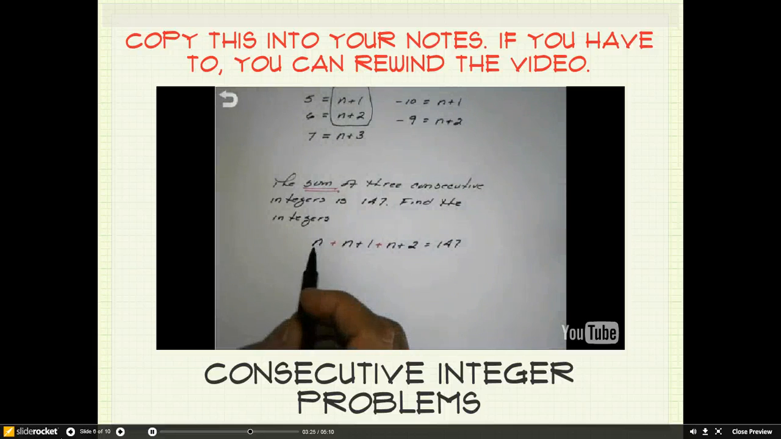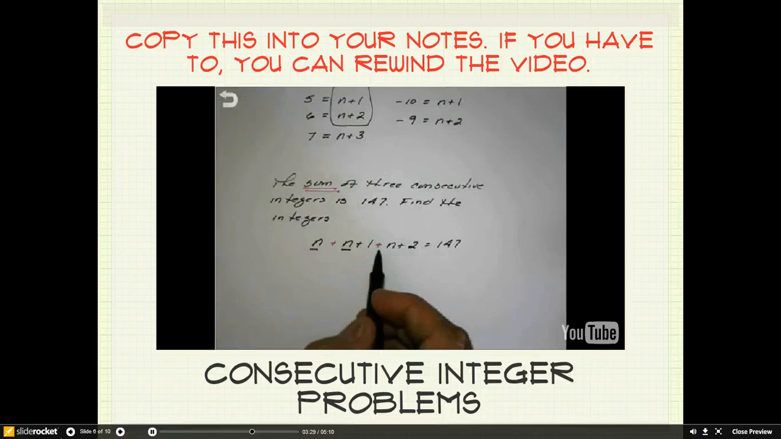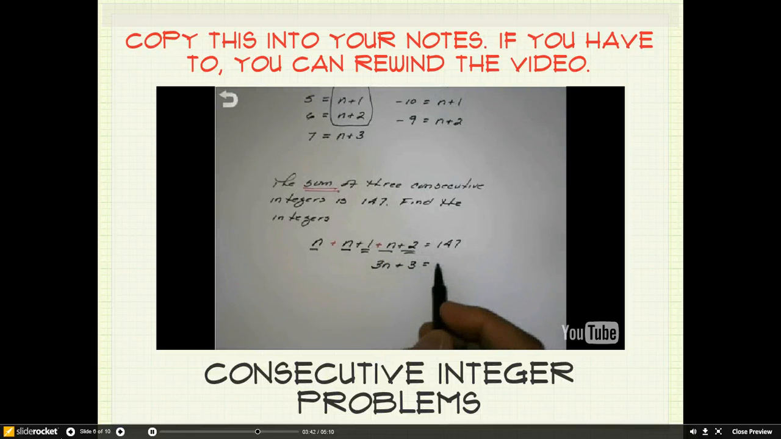Well, we've got everything in addition. I've got n plus n, and I've got another plus n. So how many n's is that? Well, that's 3 n's. And then I've got a plus 1 and a plus 2. And if you add those together, that's plus 3 equals 147. Now, doesn't this look like a problem you've done already? Well, take 3 away from both sides.